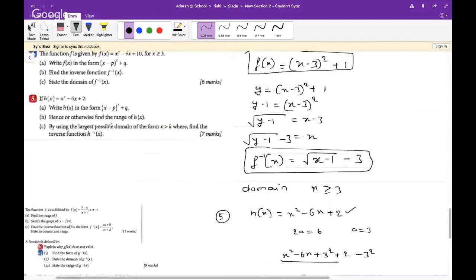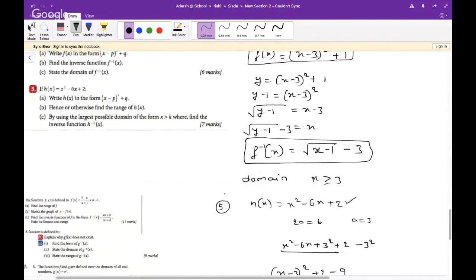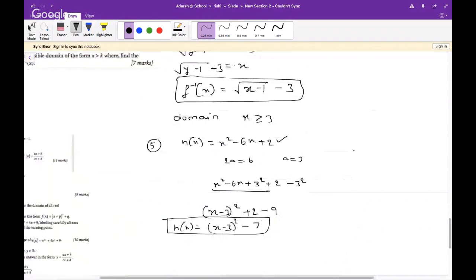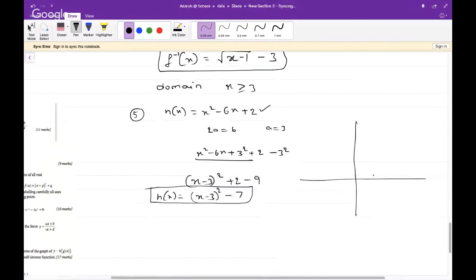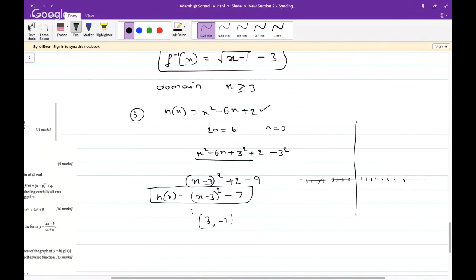Next part. Hence find the range of this. So the curve will look something like this. This vertex is 3 comma minus 7. A quadratic curve has the vertex a comma b when it is in this form, x minus a whole squared plus b, where a comma b is the vertex.